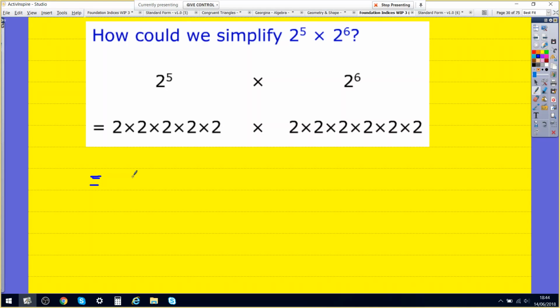That's it. What is the quick way of going from having 5 and 6 in the question to 11 in the answer? Adding up. Correct. And so the rule for dividing index numbers was you copy the base and subtract the powers. What do you think the rule is for multiplying indices?